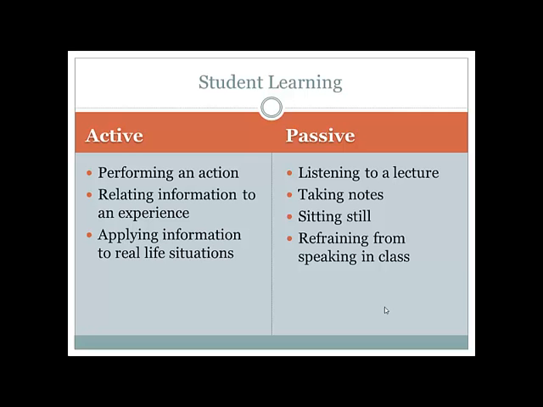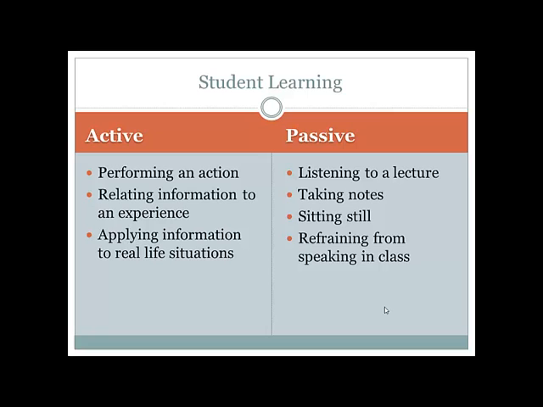Student learning, there's more than one type of student learning. We have active learning, which allows the students to perform an action. It allows them to relate information to an experience and apply information to real life situations. But they could also be passive. They can listen to a lecture, take notes, sitting still, and refrain from speaking in class. Whenever a student is a passive learner, they do not retain as much information. In order for a student to retain more information, they need to be an active learner.